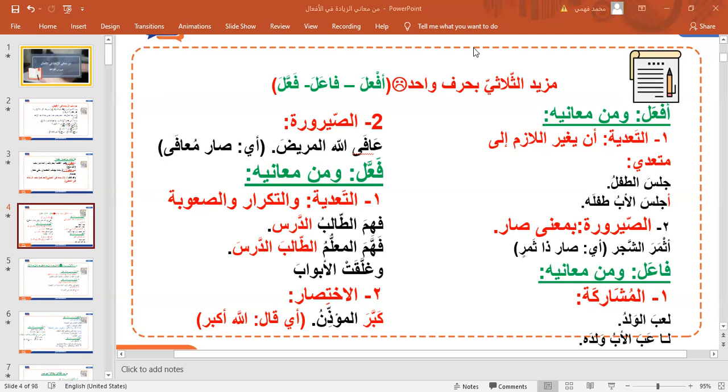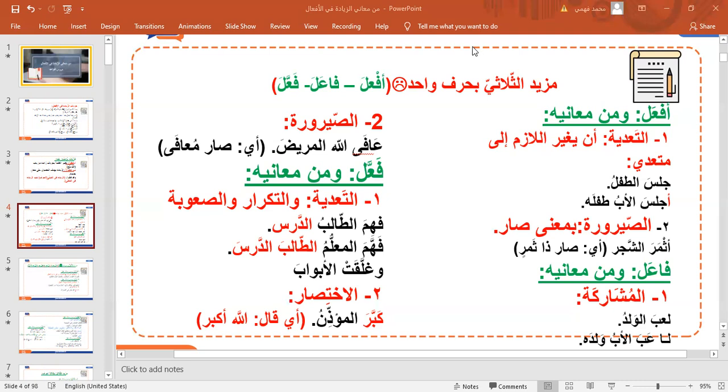The second meaning is sayrura ma'na. This is a changing of states from one state to another. So afa Allahu al-marid, Allah subhanahu wa ta'ala changes the person's state from sickness to wellness.